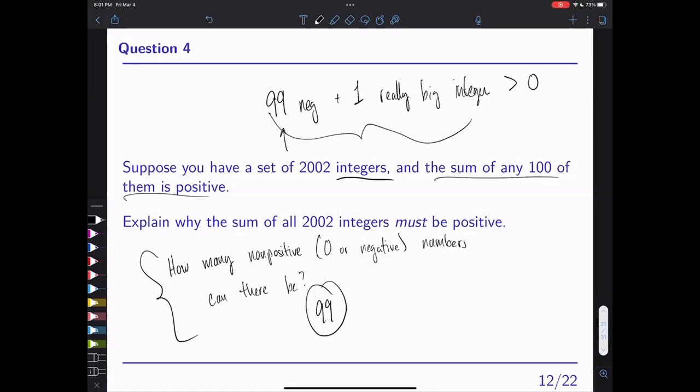And the rest of the numbers, because this is 100, I've got a total of 2002 integers. If I add the other 1902 integers, which we already know is positive, because all the negatives are right here, if I add these numbers to this result, well, it's already positive. Add a bunch more positive numbers, it's going to stay positive. So this one's a little tricky.